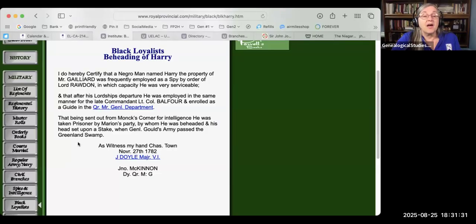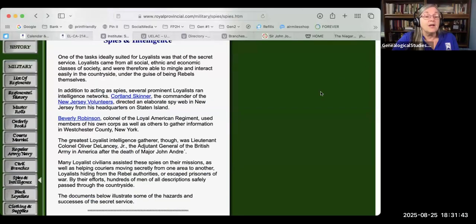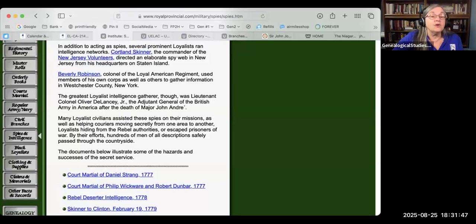When they passed by the Greenland swamp. And so it's just giving information about different things that had happened. And so it's really worth looking through here, seeing if you can find something that's going to relate to your ancestor.